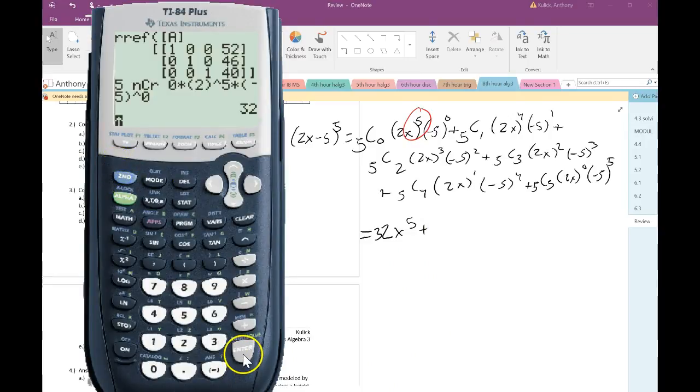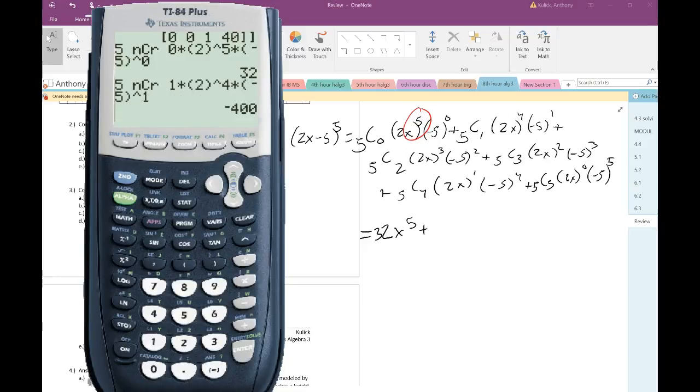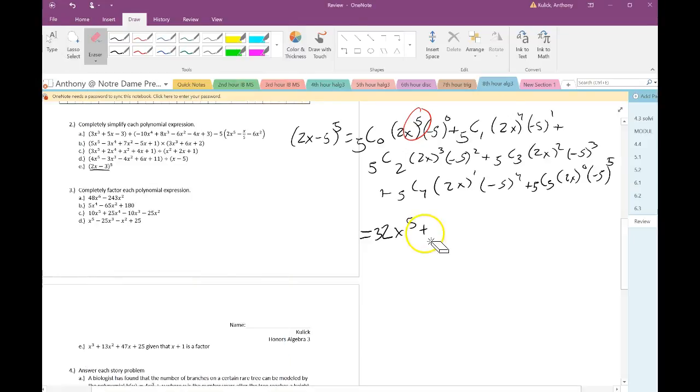So the next time I'm going to press second and enter and just do a little updating. The exponent on the 5th has become 1. So the exponent on the negative 5 is now 1. The exponent on the 2 is now 4. And the subscript on the combination is now 1. So I update those and press enter, and I get negative 400. And this is x to the 4th.